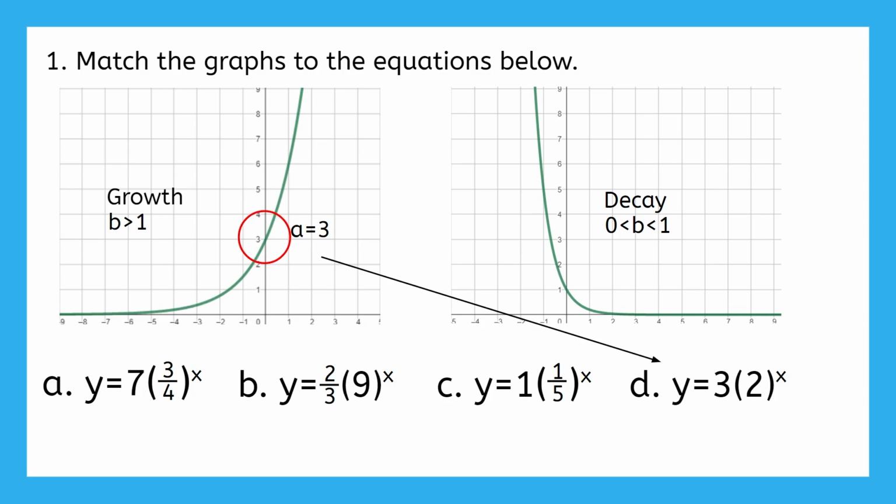What's the y-intercept of the second graph? It's 1, so it must match with c, not a. It's important to recognize that we could have come up with our answer a couple of different ways, but it's good to be thorough. Let's look at another example.